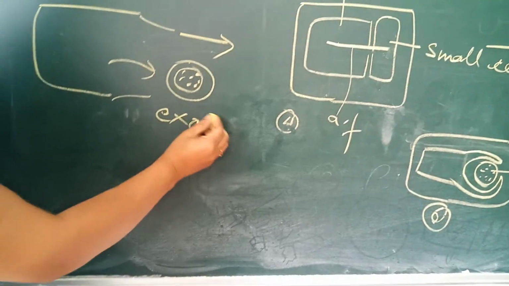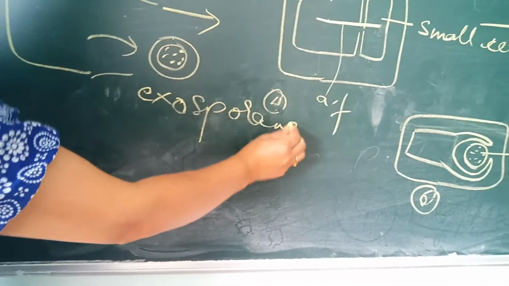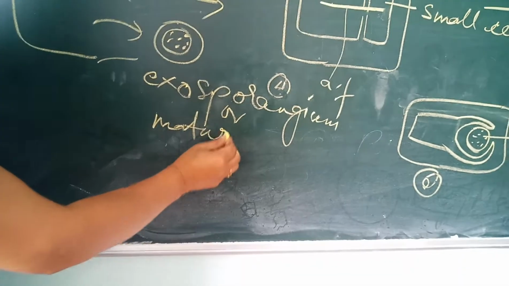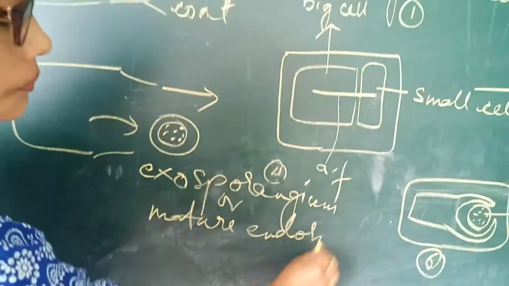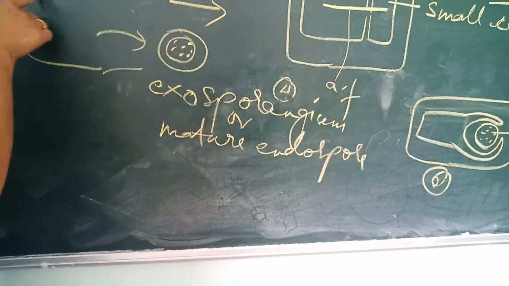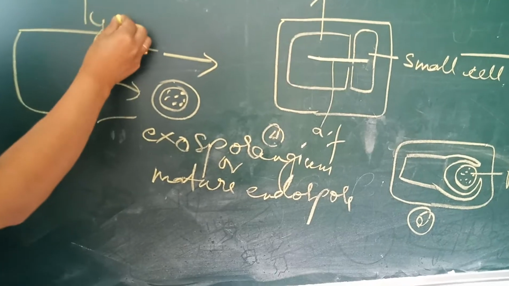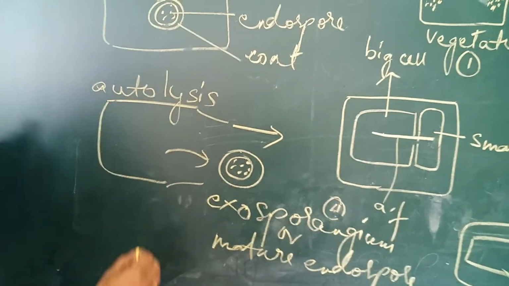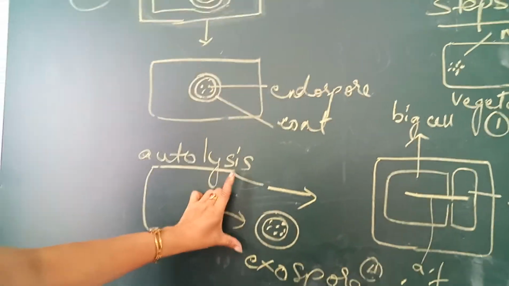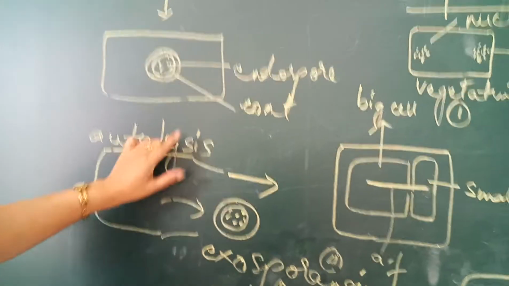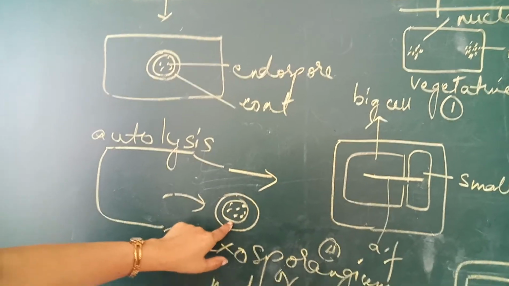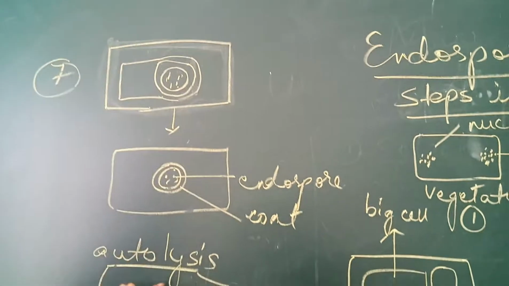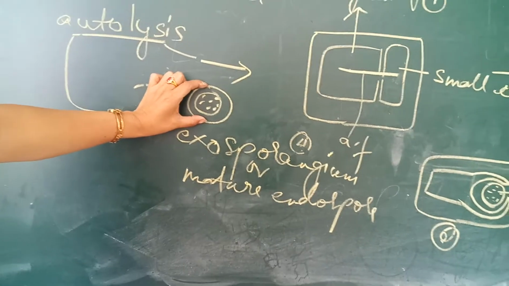This is your exosporangium or your matured endospore. This cell, the parent, will lyse, it will break, it will burst. This is called autolysis because by itself it does the breaking. By itself it bursts to release what? To release the endospore. Okay, now this big bacteria, its life is now confined to a small cell.